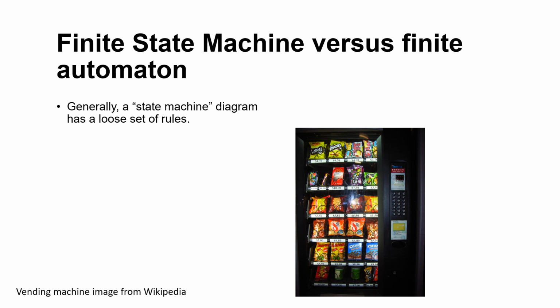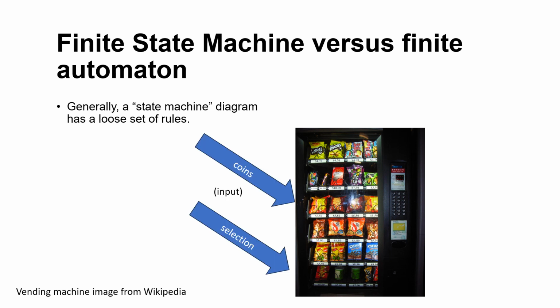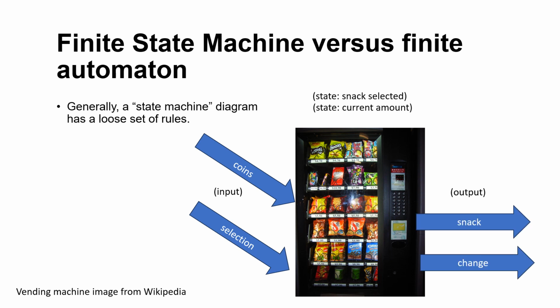Usually a state machine, as you may have seen them before, has a loose set of rules. It does have to do with what the input of something is, what its state is, and what its output is. So looking at this vending machine, the input could be coins, and it also could be the selection, right? So you're going to put these things in, and the machine actually has the ability to count up how much money you've put in there and whether you have enough for a particular snack. So basically, the machine keeps this state that has the snack selected and the current amount.